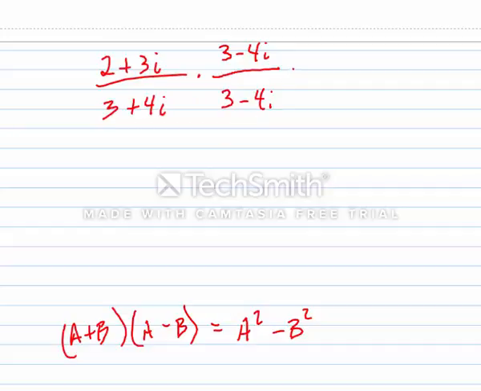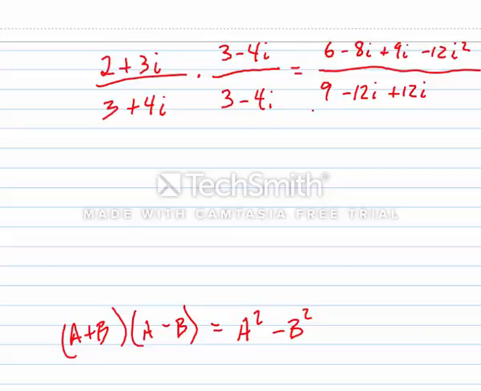Okay, well, on the top we get 6 minus 8i and a plus 9i, and then finally a minus 12i squared. On the bottom, we get a 9, and then minus 12i, and then we get the plus 12i, multiplying this one times this one, and then we get a minus 16i squared.